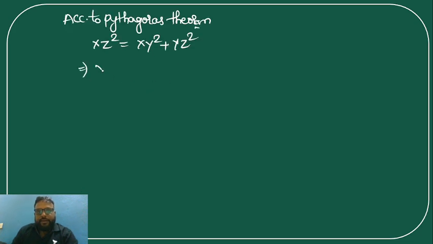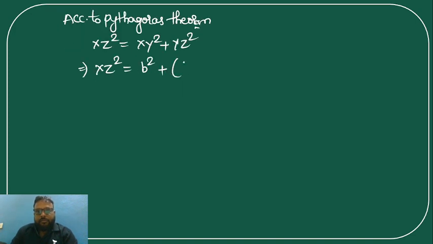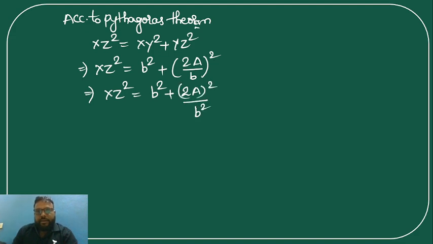So xz square is equal to, what is xy? That is b. So b square plus, what is yz? I got it as 2a by b. So 2a by b whole square. So xz square is equal to b square plus 2a whole square by b square, right? So I got up to here.